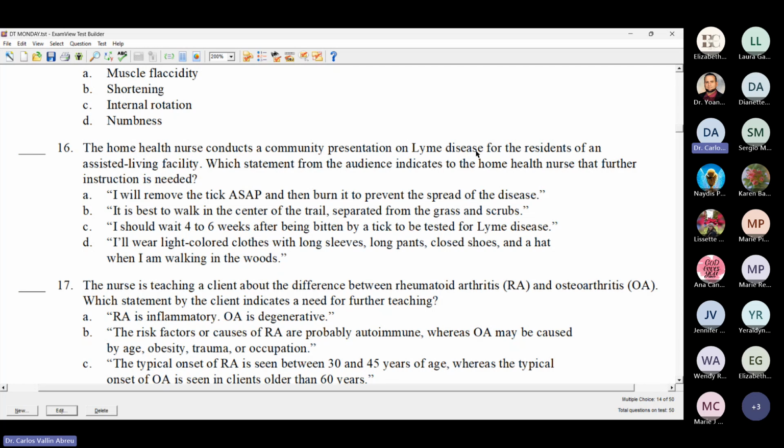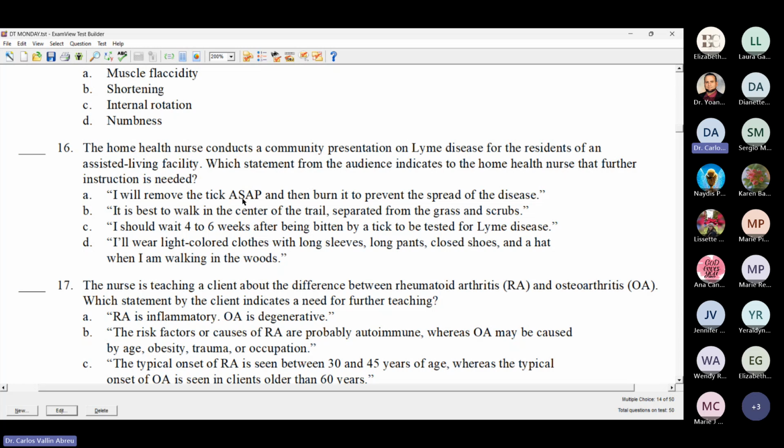It doesn't mean that these people could not, in the past, in their youth, work in those areas or visit those areas and can be now suffering the chronic forms of Lyme disease. Okay, it is a possibility. So now, one client says something that is wrong. They say, I will remove the tick as soon as possible and then burn it to prevent the spread of the disease. The tick should be removed as soon as possible.